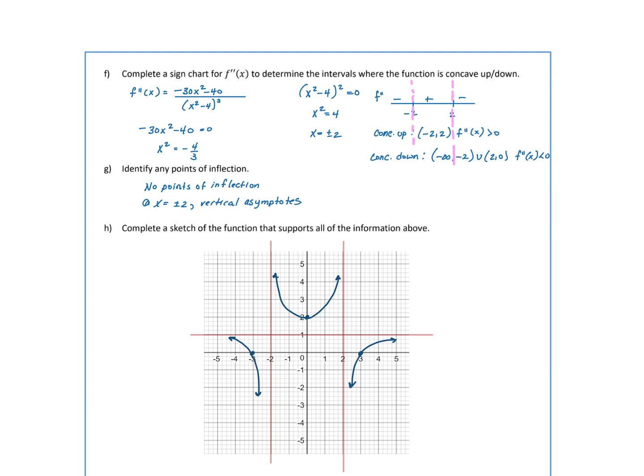And then I just plotted the points that I found, and then I kind of went by concave up, decreasing, increasing, concave down, decreasing, and increasing from there.